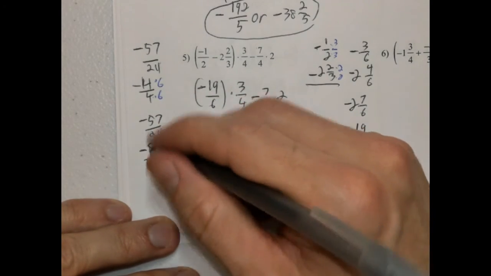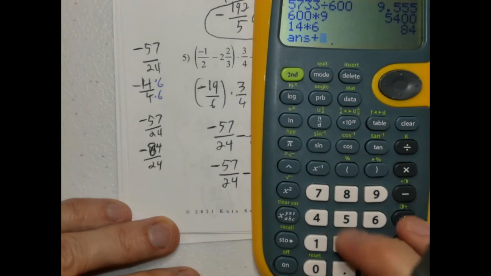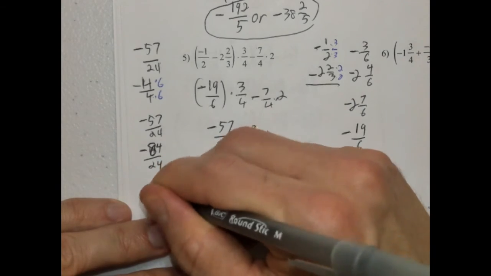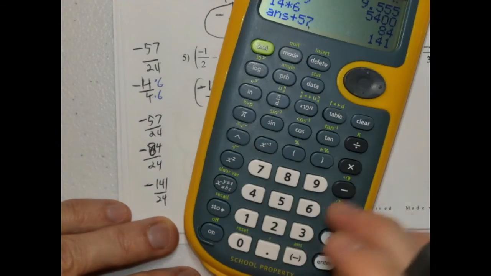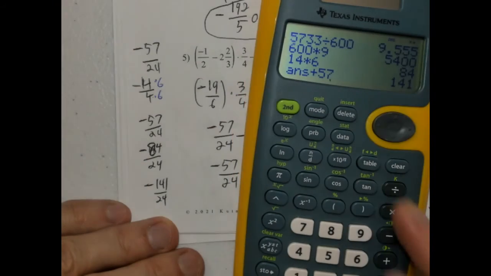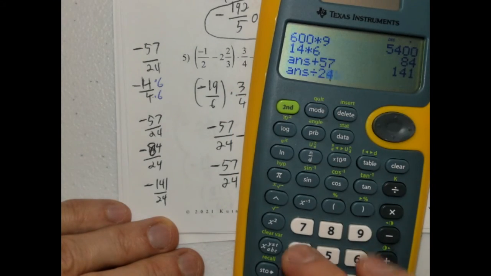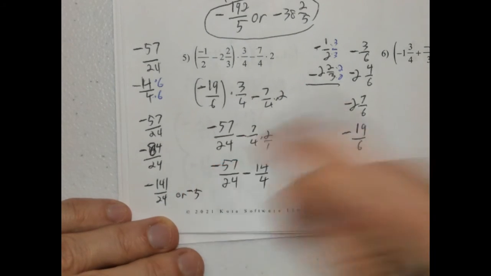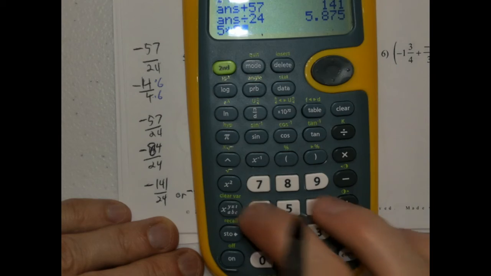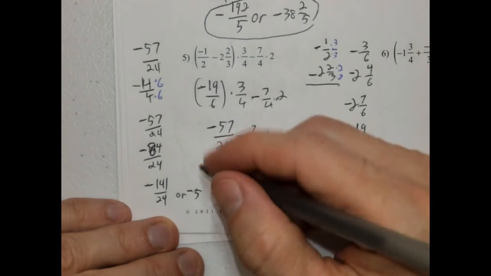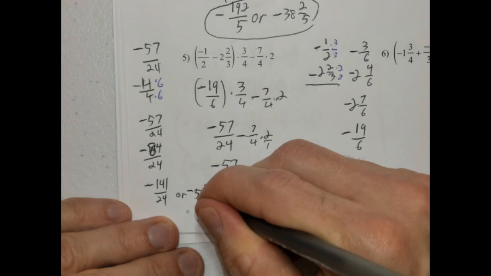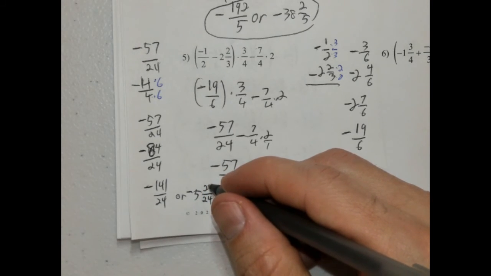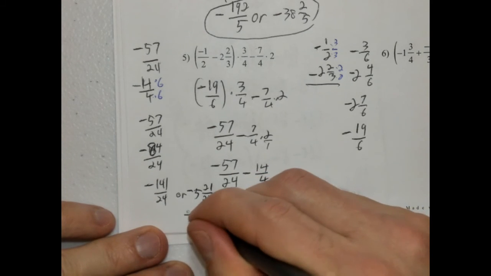Okay, they're both negative, so we can combine these together. So 84 plus 57, and that's going to give us 141. So negative 141/24. And let's simplify that. So, let's convert that to a mixed number. So 141 divided by 24 is 5 and some change, or negative 5. What's 5 times 24? 120. So 21 is the remainder. And you could simplify that to, let's see, 7/8 if you wanted to. So you could say negative 5 7/8.